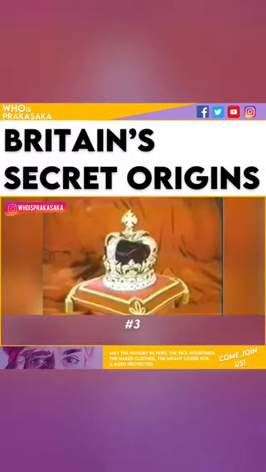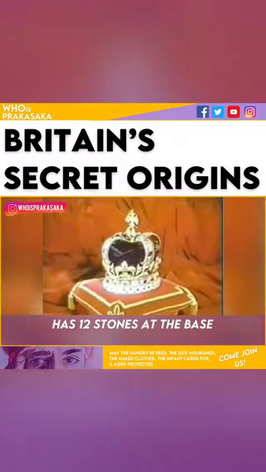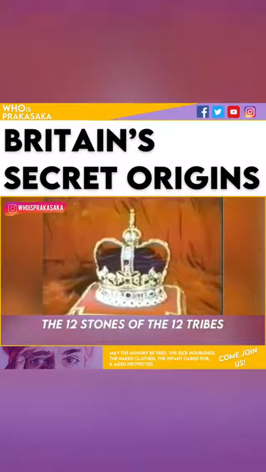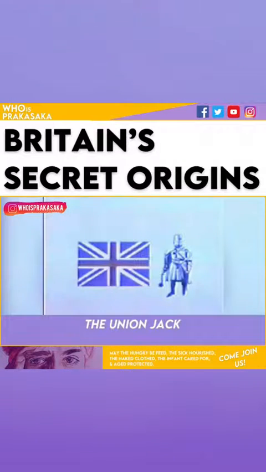Number 3. The monarch's crown has 12 stones at the base, each representing the 12 Hebrew tribes. The 12 stones of the 12 tribes were also worn on the breastplate of Hebrew high priests in Canaan. Number 4. The Union Jack represents the reunion of the United Kingdom of the 12 tribes of Jacob, or Jac-Ub.